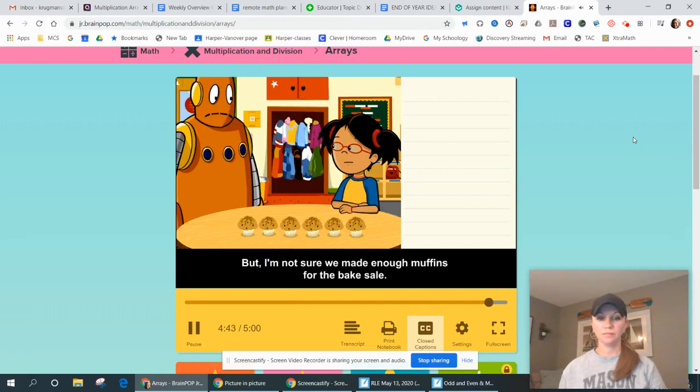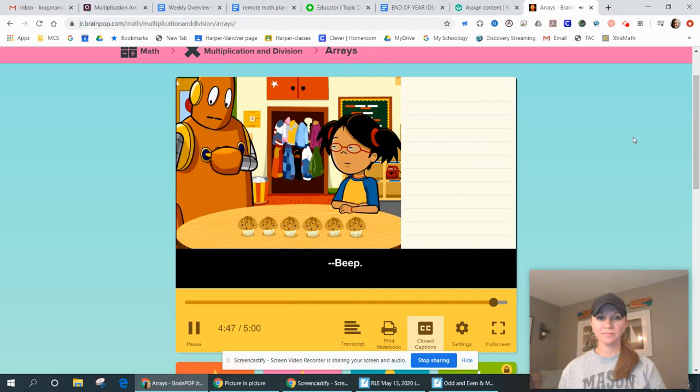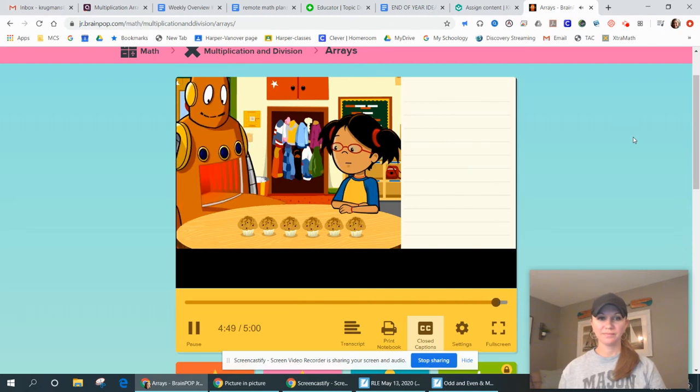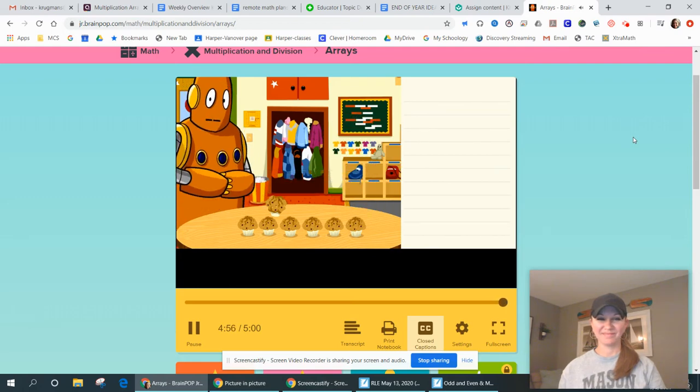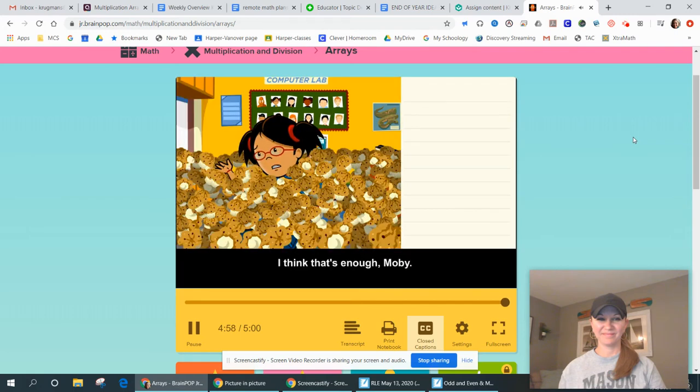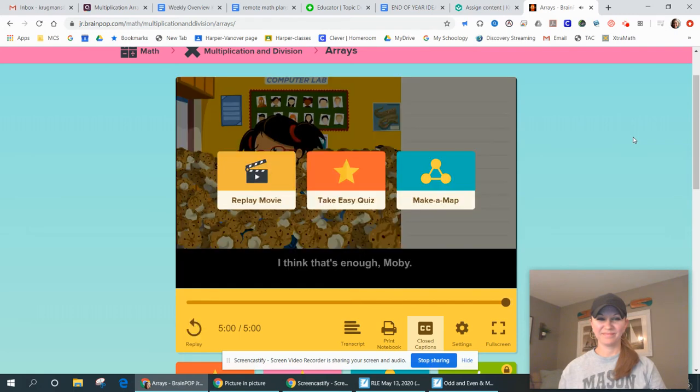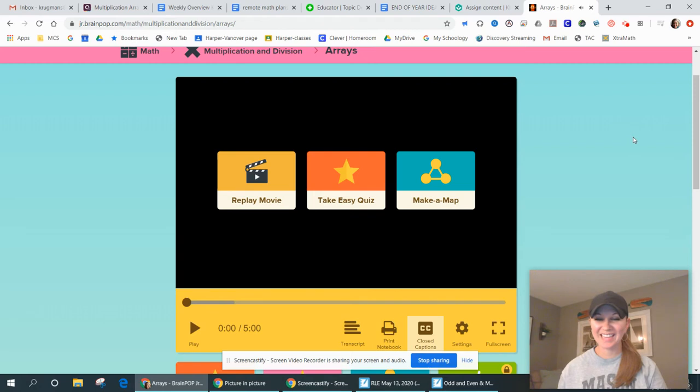But I'm not sure we made enough muffins for the bake sale. I think that's enough, Moby. Moby took care of that, didn't he? He made all those extra muffins.